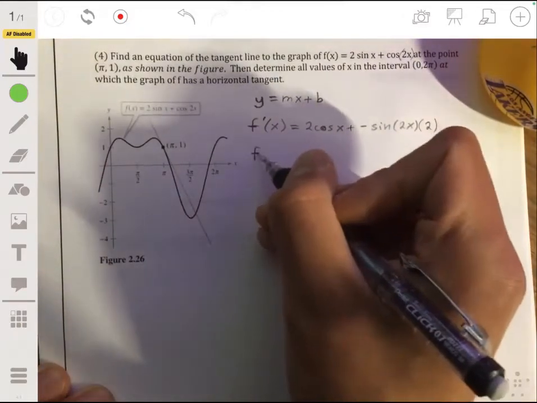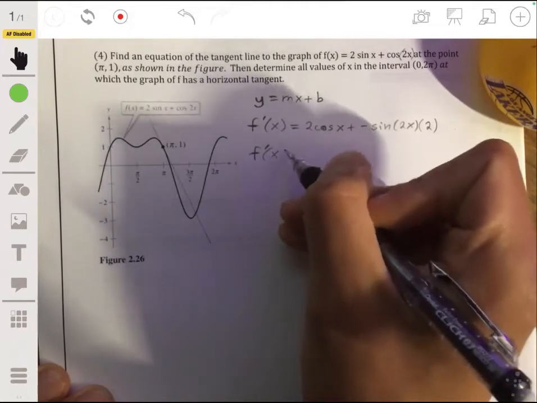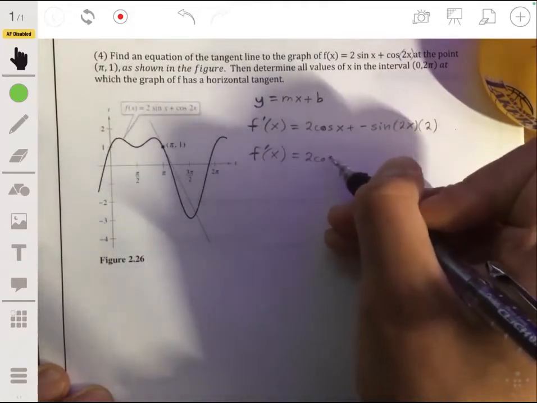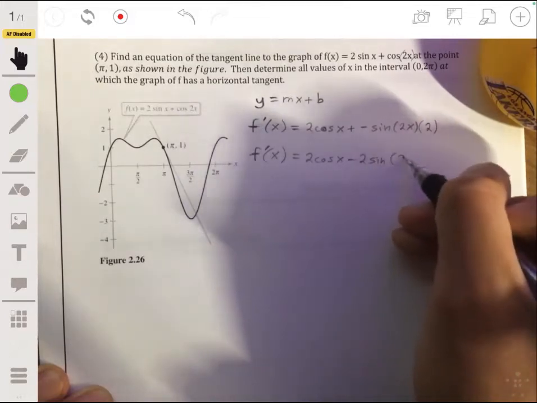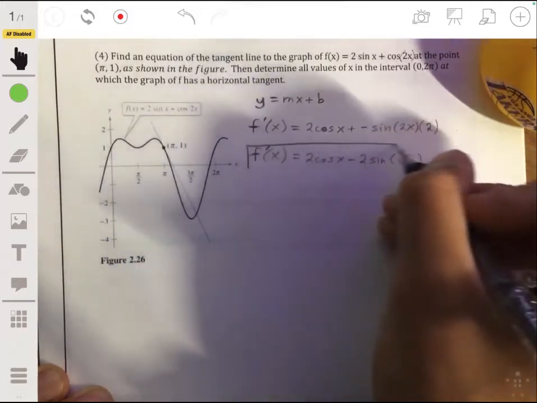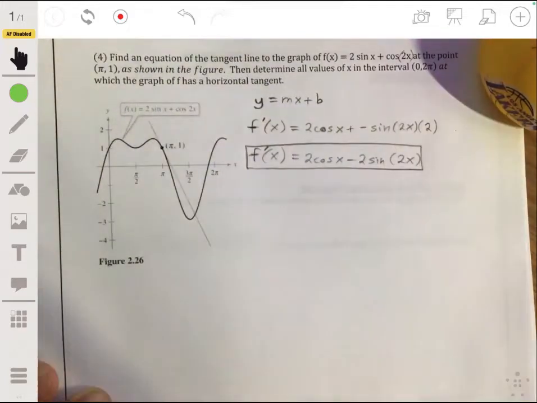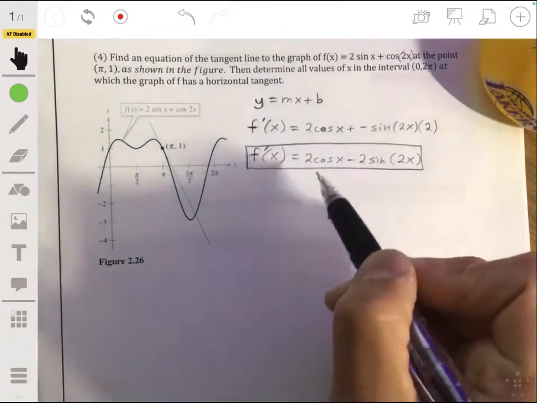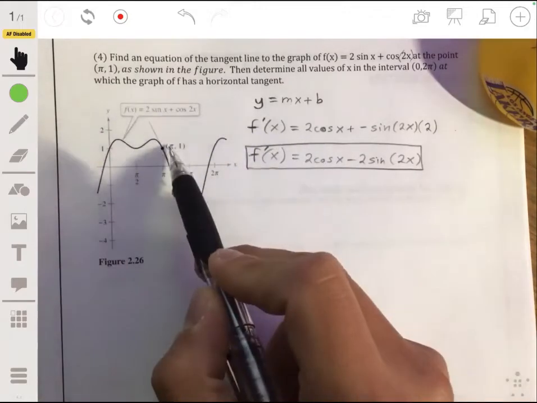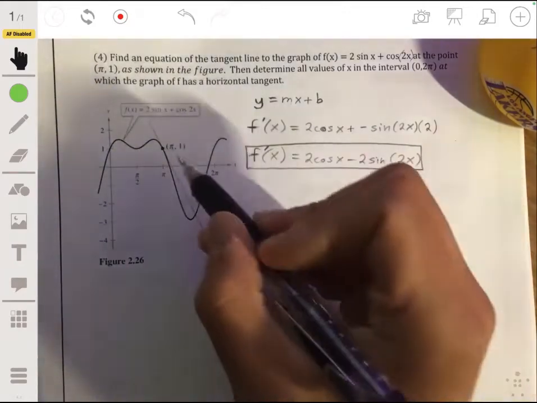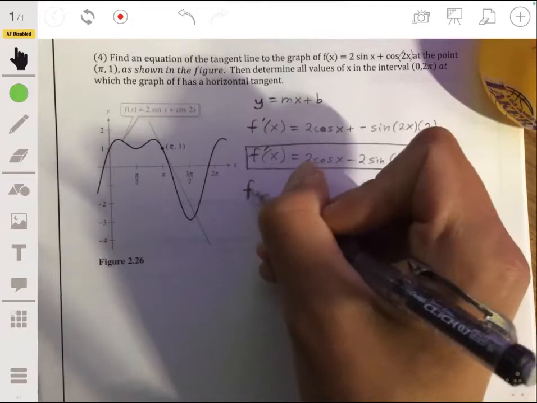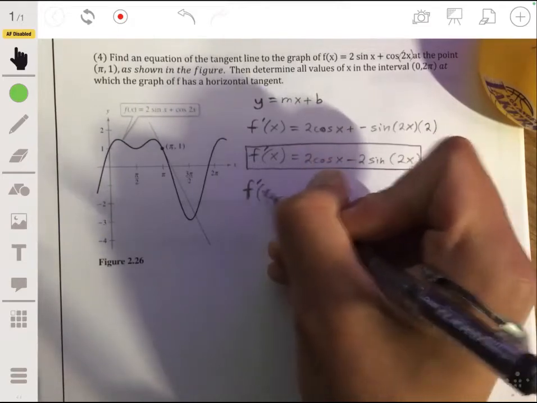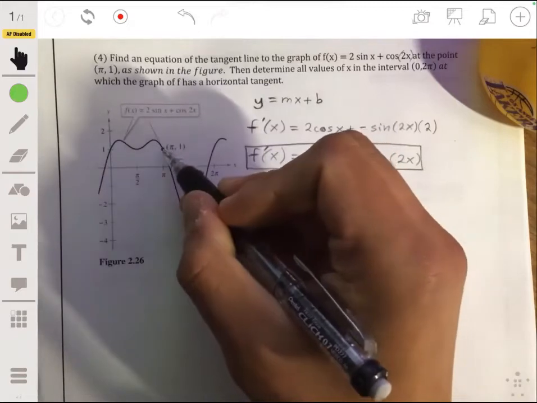So let's clean this up. So we'll have f prime of x equal to 2 times the cosine of x minus 2 times the sine of 2x. That's our derivative equation. Now to find a specific value of a slope at a point, we plug in whatever the x value is at the point. So we find the value of f prime of pi, because that's what the x value is. We want to find the slope over here.